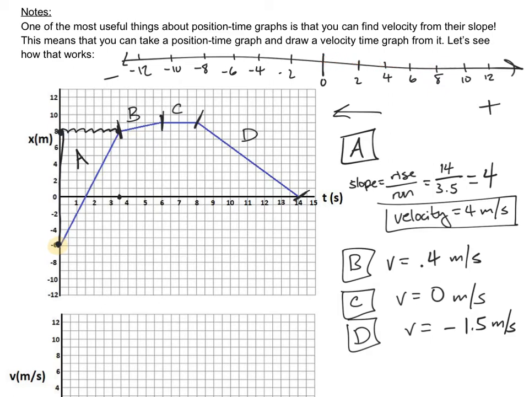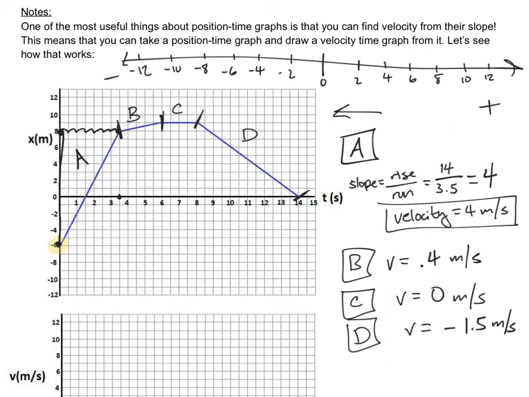Okay, so the fastest section was section A because it's got the steepest slope. Section D is in the middle amount of speed. Section B is really flat, so it's really slow, and C is completely stopped. Okay. So we've pretty well analyzed that position time graph. Now let's look at how to translate that into a velocity time graph.